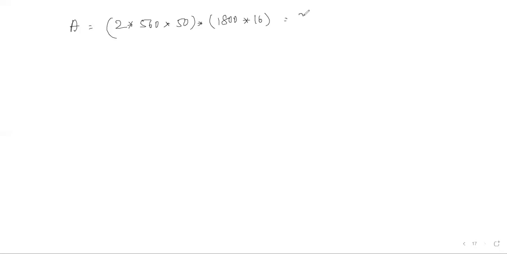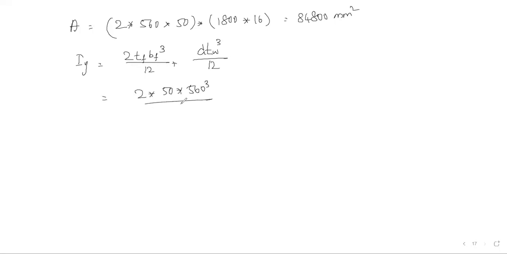So it becomes 84,800 mm square. Next I need the Iy value. So 2 into tf into bf cube divided by 12 plus thickness of web cube divided by 12. So the Iy value, divided by 12 plus D, 1800 into 16 cube divided by 12. So the Iy value becomes 1464.08 into 10 to the power 6 mm to the power 4.